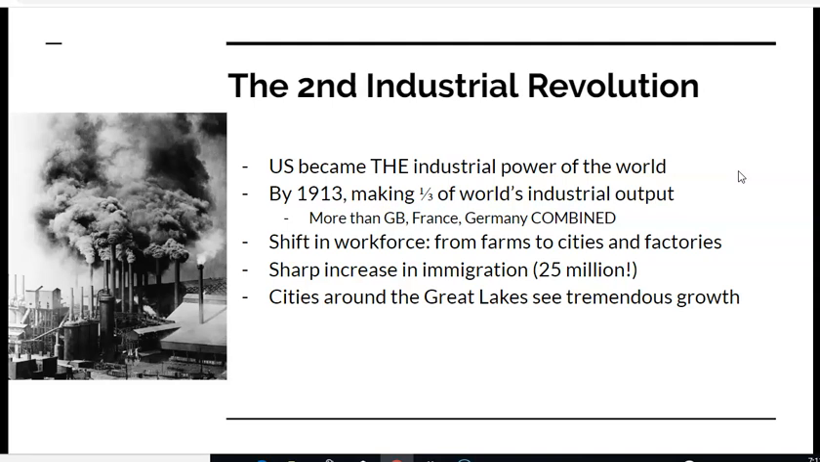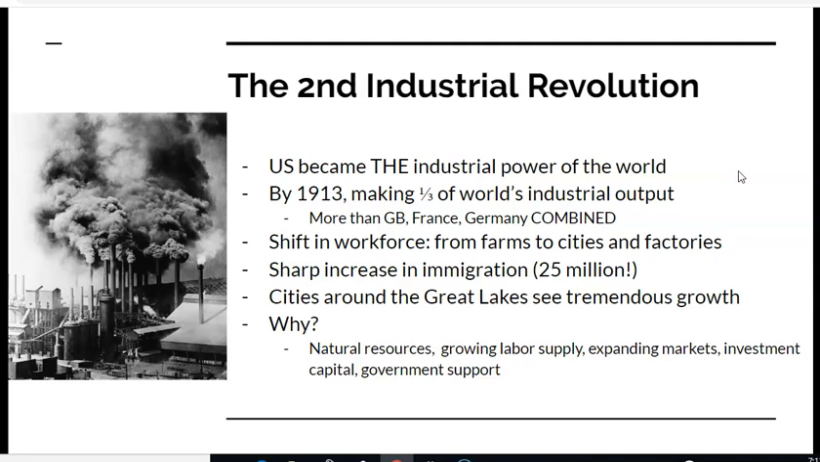Cities around the Great Lakes in the United States, cities like Chicago and Buffalo and Cleveland and Detroit, are going to see the greatest amount of growth during this time period because a lot of factories are located there. So why? Why was the United States becoming the industrial power of the world?